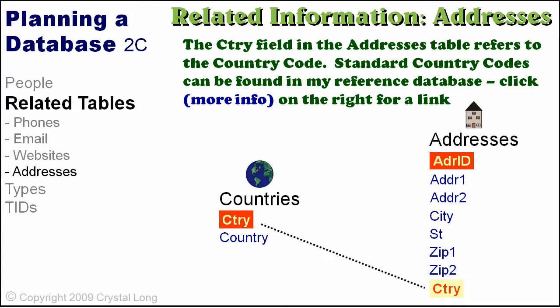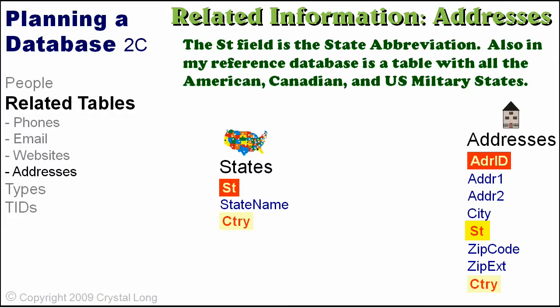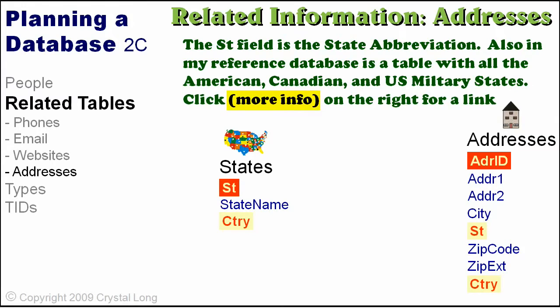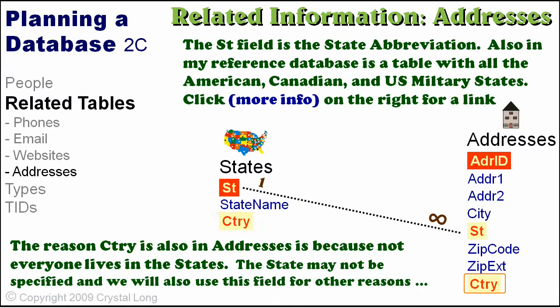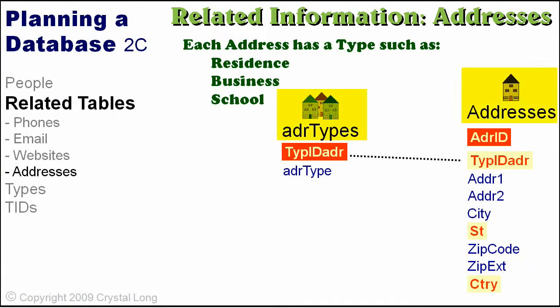There is a one-to-many relationship between countries and addresses. The ST field is the state abbreviation. Also in my reference database is a table with all the American, Canadian, and U.S. military states. Click More Info on the right for a link. There is a one-to-many relationship between states and addresses. The reason country is also in addresses is because not everyone lives in the states. The state may not be specified, and we will also use this field for other reasons. There is a one-to-many relationship between address types and addresses.